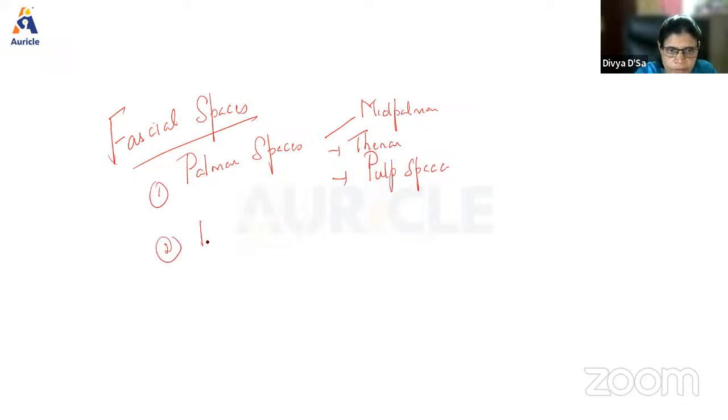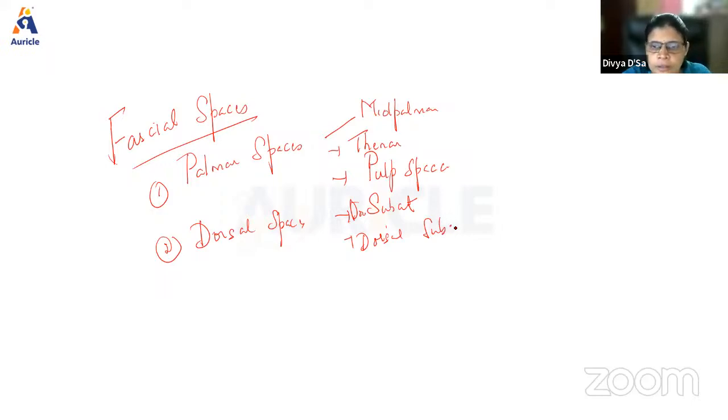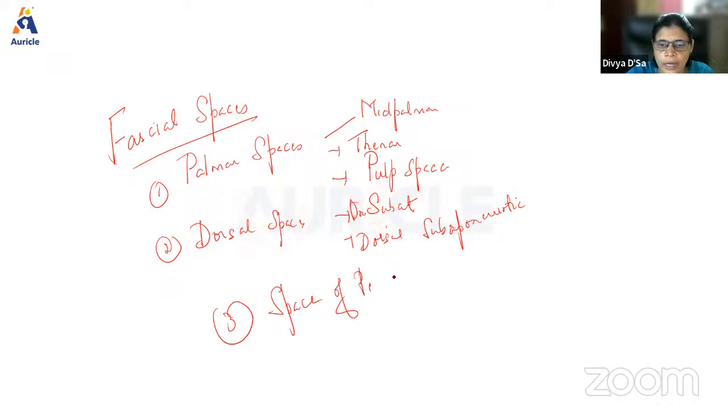Then the second thing is the dorsal spaces. Dorsal spaces include the dorsal subcutaneous space and the dorsal subaponeurotic space. Then third will be the space of Verona. So these you talk about in facial spaces. I have dealt with the palmar spaces, that is mid-palmar and thenar space mainly. There we talk about its boundaries and the clinical aspects.